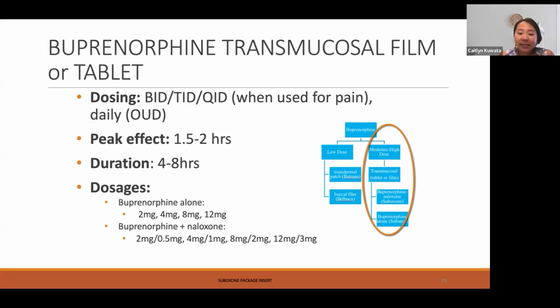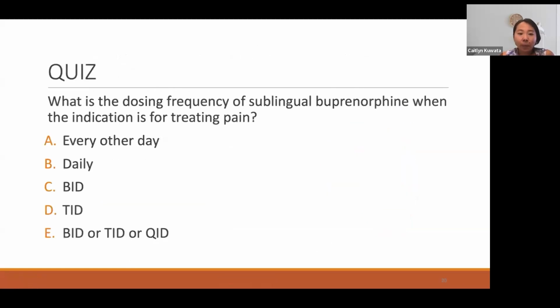And from an access perspective, it can be hard to always get buprenorphine alone. Sometimes Suboxone, the combination, is more readily available. And so in that case, even if a patient does not have opioid use disorder, if you wanted to use Suboxone, it's okay. The naloxone is not going to cause any harm for a patient who's using it properly and for either the indication of opioid use disorder or chronic pain.